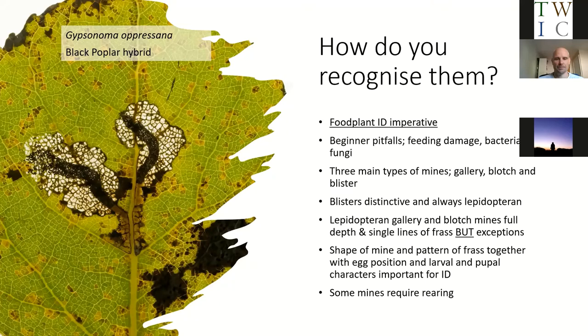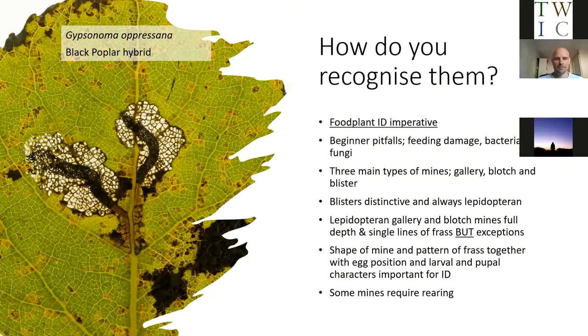So a basic knowledge of food plants is really important. The next thing is people who are starting out recording leaf mines for the first time sometimes have a bit of an issue to start off with working out what's a leaf mine and what's some other kind of damage on the leaf, be it surface grazing, bacterial, fungal, or even sometimes galls. So there are no hard and fast rules here, and unfortunately for quite a few of the things we're going to discuss on this slide, there aren't hard and fast rules, but there are some things that you can use to help you.